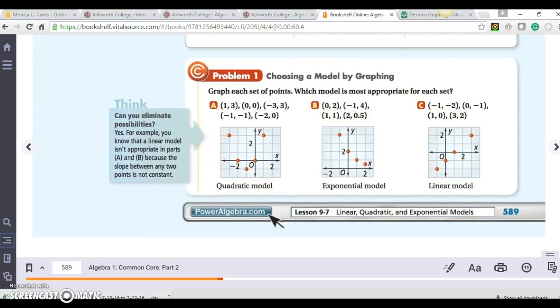So let's look at problem number 1. It says choosing a model by graphing. Graph each set of points. Which model is most appropriate for each set? So if we graph these sets, you see, if I connect my dots, it looks like a quadratic model. Here, if I graph it, it looks like an exponential. And I want you to realize that they're using both x equals 0, -1, and +1. Here again, x equals 0, +1, and -1. So they're using both of those numbers so we can see what it looks like on both sides. And here I have a linear model, and I did -1, 0, and 1. So those are important points to graph. And then of course an additional point.